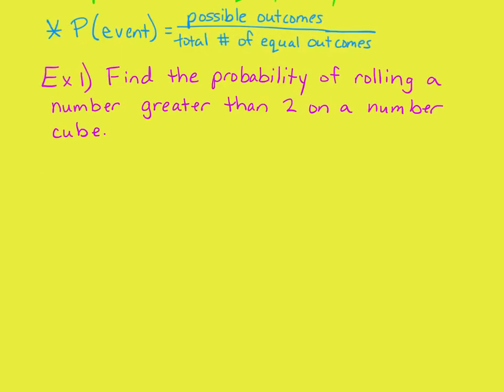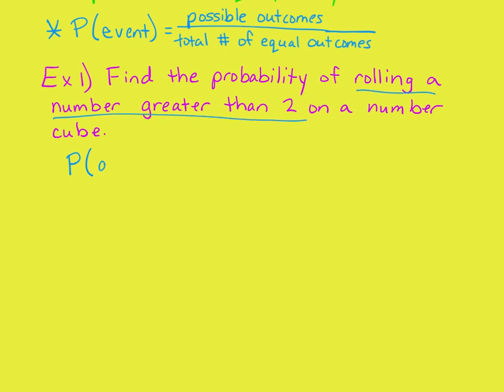Example 1, find the probability of rolling a number greater than 2 on a number cube. So remember, a number cube is like dice. When we have multiple ones, we call them dice, and one is actually called a die. But we also often call them number cubes in math. So we're finding the probability of rolling a number greater than 2.